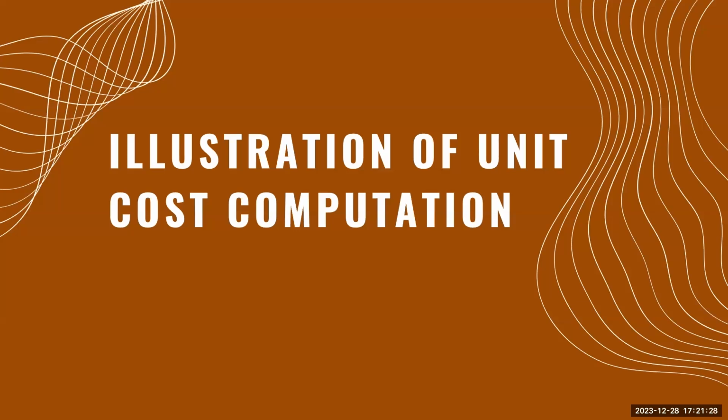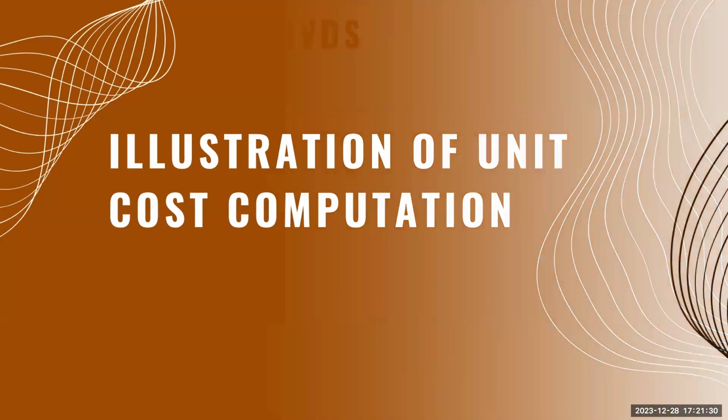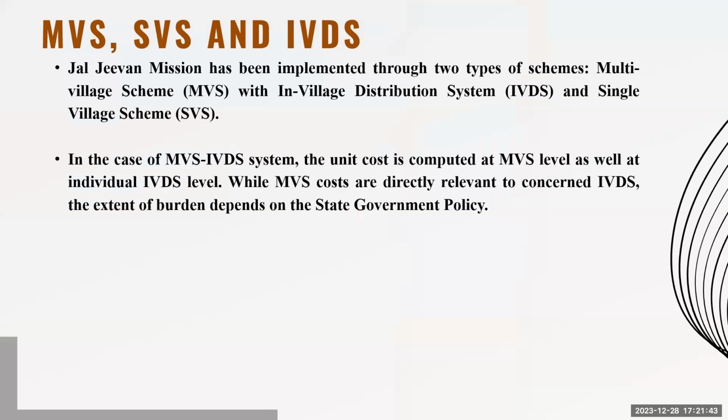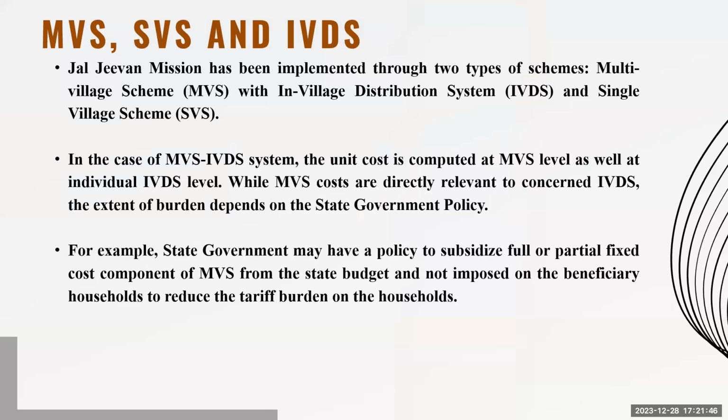So I will just illustrate with an example. As we discussed earlier, the Jal Jeevan Mission has the single village scheme and the multi-village scheme, which is also along with the in-village distribution system. In case of MVS and IVDS, that is the multi-village scheme and the IVDS system, the unit cost is computed at the MVS level as well as at the individual level.